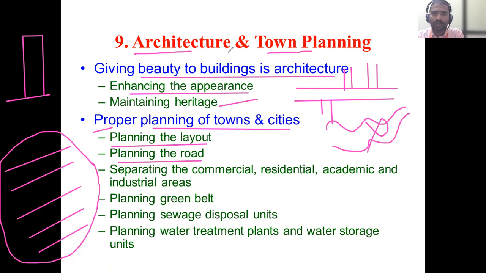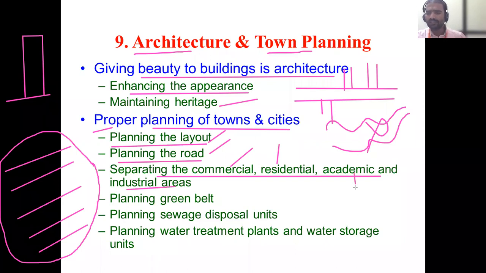So in the town planning system, there is proper planning of the layout and proper planning of the road system. Separate commercial, residential, academic and industrial areas. See, what does commercial mean? The market, the buildings in the market, those buildings are called commercial buildings. Residential means the buildings where we are staying and living. Our house is a residential building.